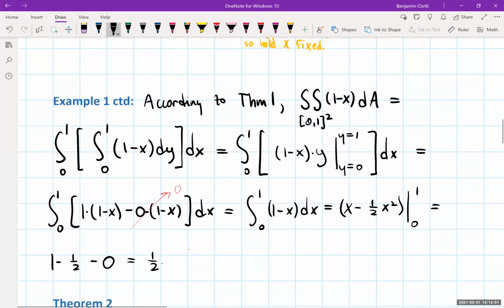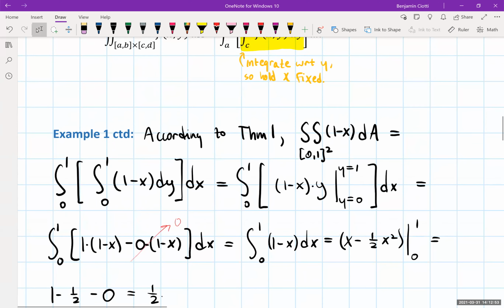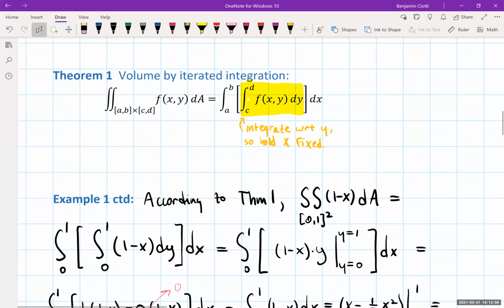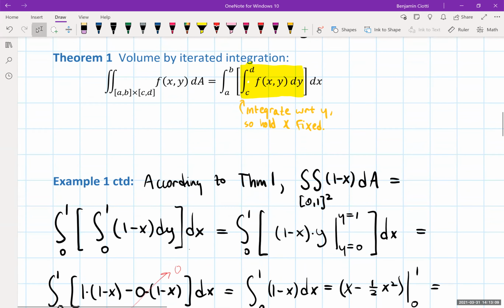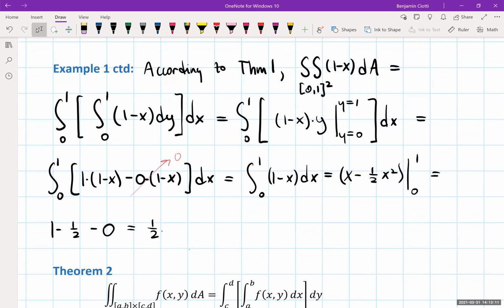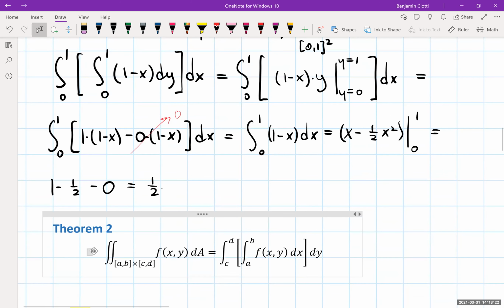So the volume of the blue wedge here, let me scroll up for a second. This thing right here apparently has volume equal to 1/2. And I didn't see the name of the person that was asking that question. Someone was just asking about whether we could interchange the order of integration, and indeed we can.